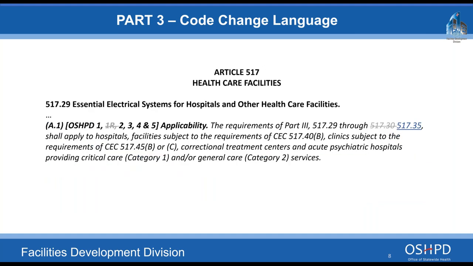Again, this here is the OSHPD amendment for the essential electrical systems for hospitals. Our requirement originally said that you needed to meet 517.29 through 30. This was caused by a model code change that was also incorrect. The correct reference is 517.29 through 517.35, which are the requirements for the essential electrical system for hospitals. So again, more housekeeping. Next slide, please.